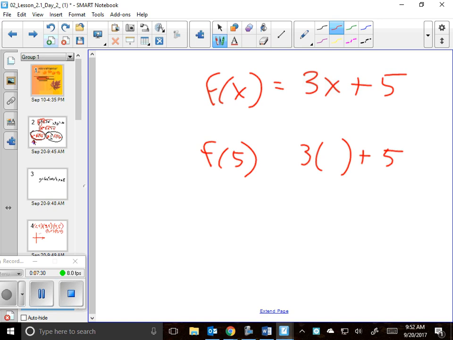All it is, take this. Notice me putting in a parenthesis. That's key. Now I'm going to drop in what they told me to. They told me that x was 5, so I stick a 5 in there. So 3 times 5 is 15, plus 5 is 20.